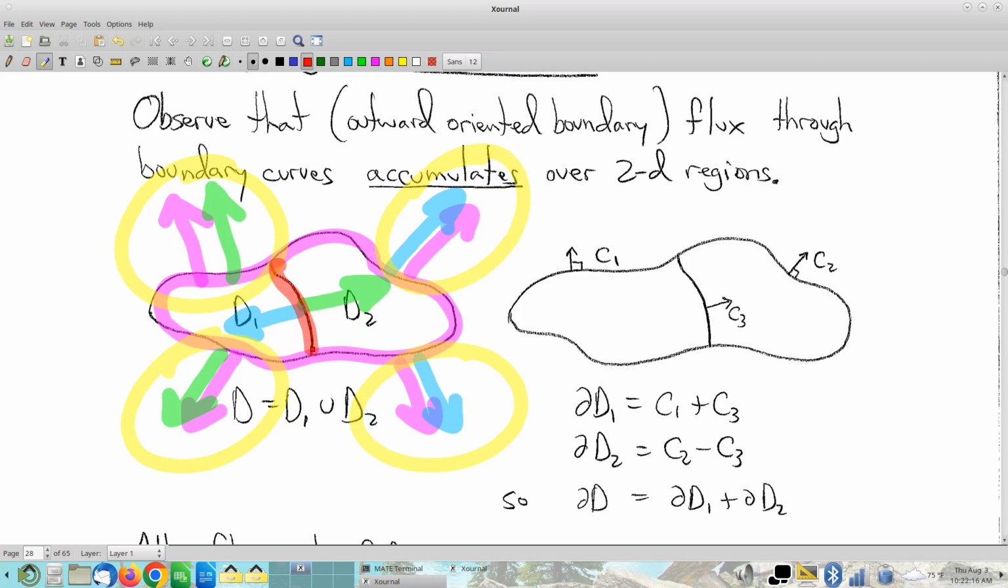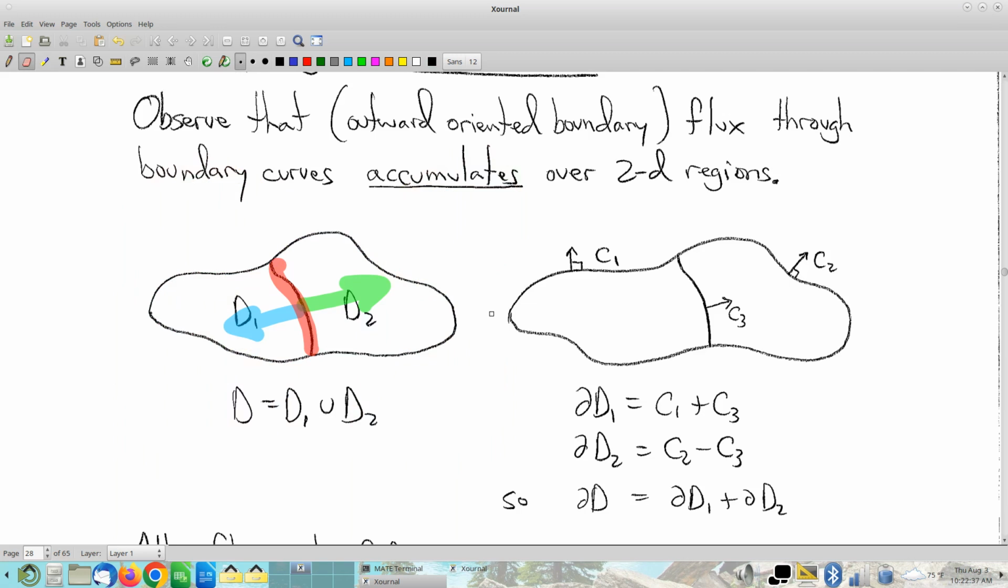That curve right there in the middle is the one where there's no purple. There's green flux there, there's blue flux there, but there's no actual whole, purple outward-oriented boundary flux happening on that red curve. So that seems to be the sticky wicket. This is the discrepancy, you might say. And even though that is a discrepancy, the integral along this red curve in the green direction and the blue direction are exact opposites of each other. They're negatives and they cancel, and therefore there actually is no discrepancy. And outward-oriented boundary flux in two-dimensional regions, again, is an accumulating quantity.